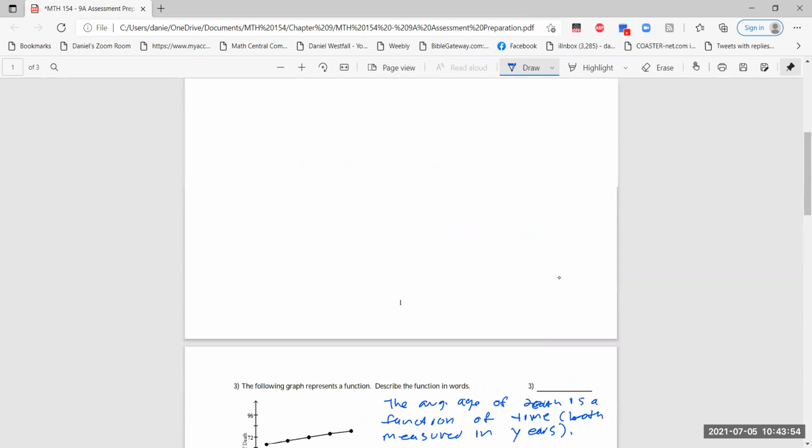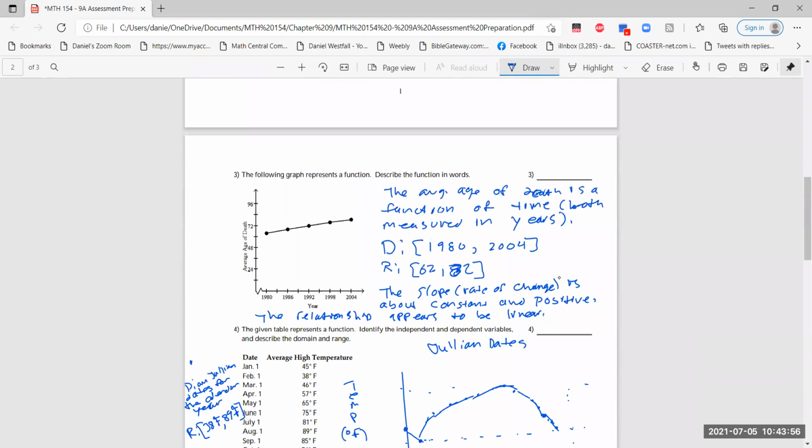This is a slightly different picture, but just about the same here. So domain and range again, roughly the same. The average age of death is a function of time. Both are measured in years. The slope right here is basically constant. It looks linear, right? And it is a positive slope, meaning that as time increases, the average age of death is also increasing.